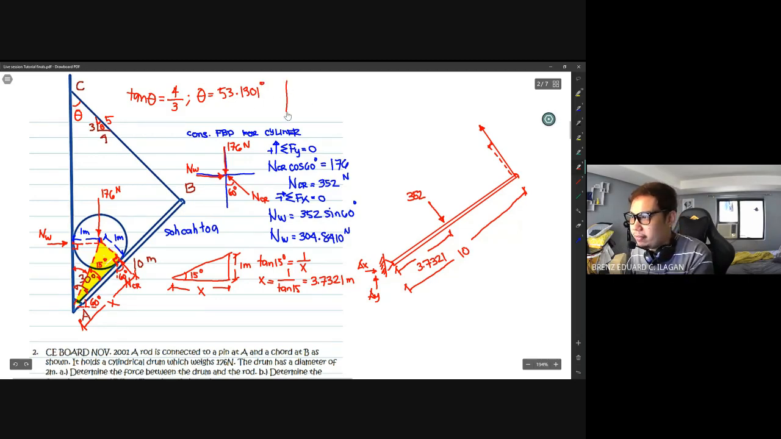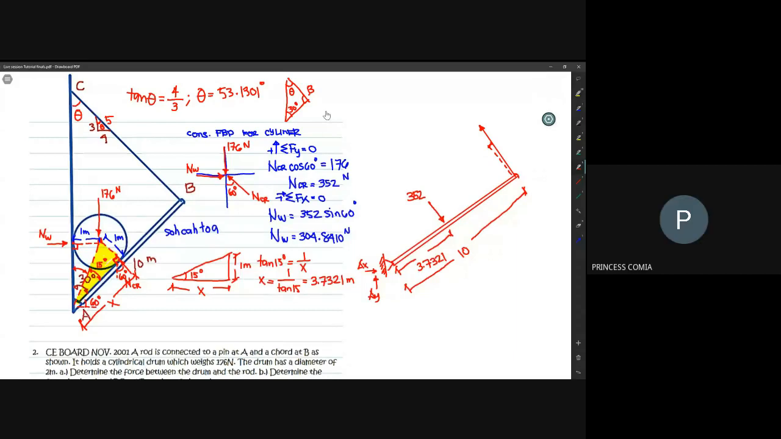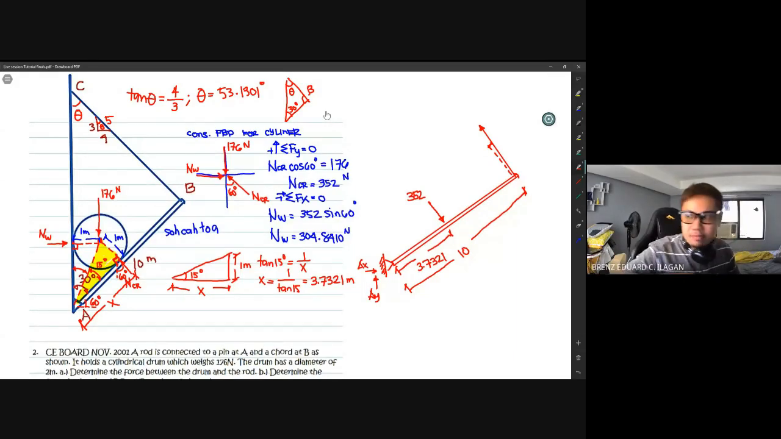Sinasabi niyan na ito, si theta, ito, given sa problem, na 30. So, paano natin ma-compute to? Pangalanan natin siya sa pangalang beta. Paano natin ma-compute yung value ng beta? Ano nga properties ng triangle? Ano yung summation ng interior angle niya? 180. Correct.